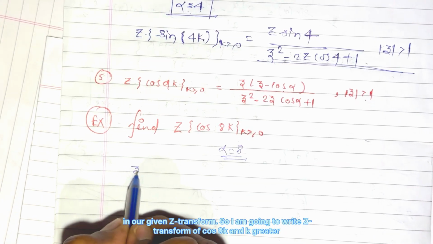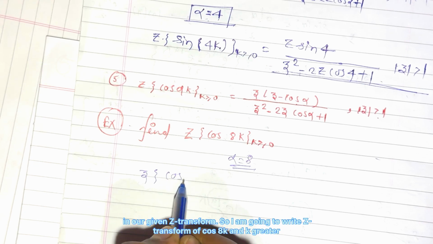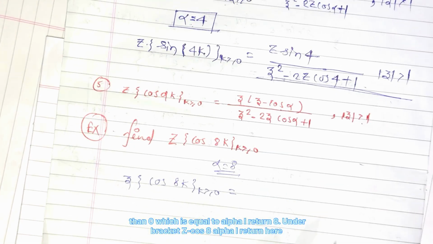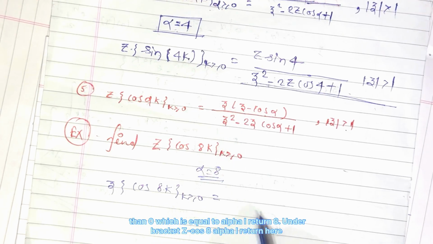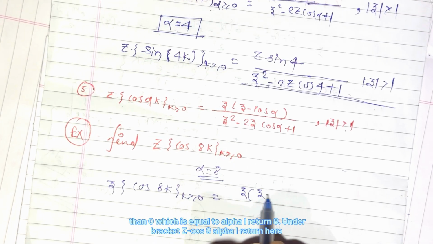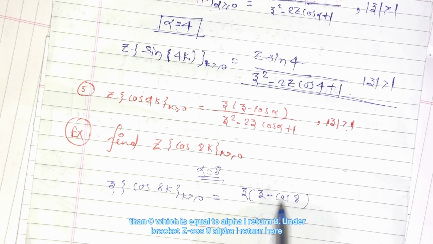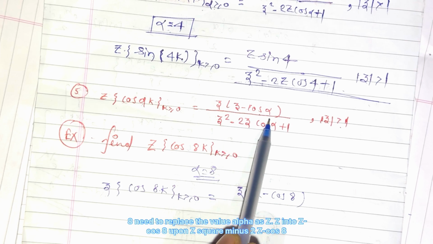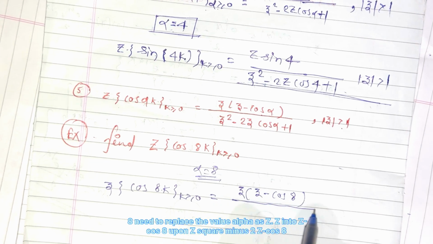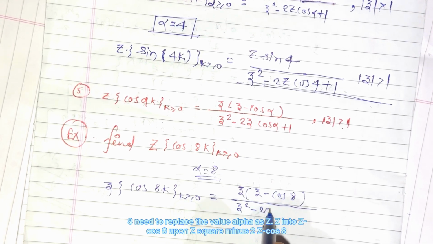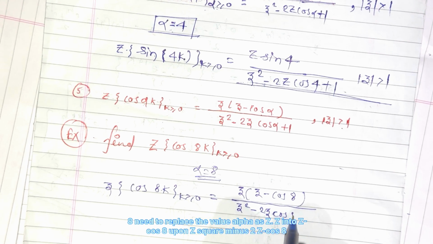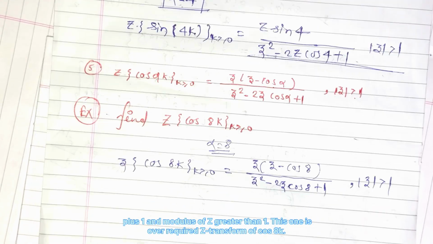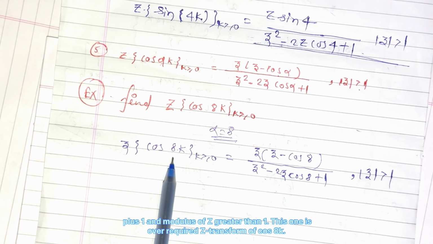Okay, so I'm going to write the Z transform of cos αk, for k greater than 0, which is equal to Z times (Z minus cos α) upon Z squared minus 2Z cos α plus 1. We replace the value of alpha, and the modulus of Z is greater than 1. This is our required Z transform of cos αk.